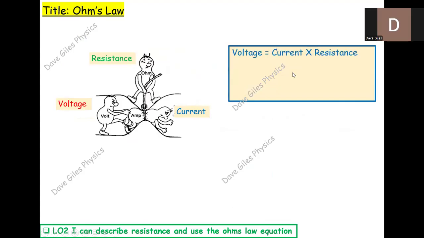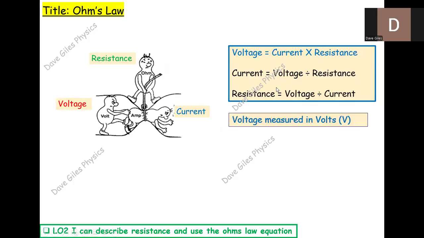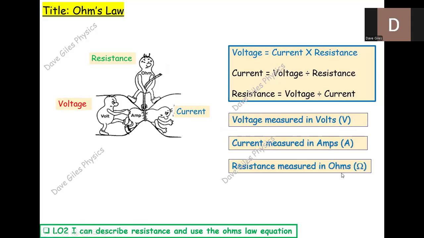So in equation terms, you've got voltage is current times resistance. You can rearrange that. I get current is voltage divided by resistance, and resistance is voltage divided by current. Voltage is measured in volts, current measured in amps, or I use the full term amperes, but everyone just says amps. And resistance is measured in ohms. Just to point out, we use letter V for voltage, I for current, and R for resistance.